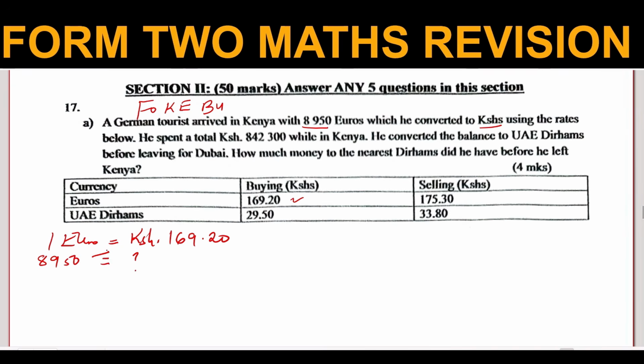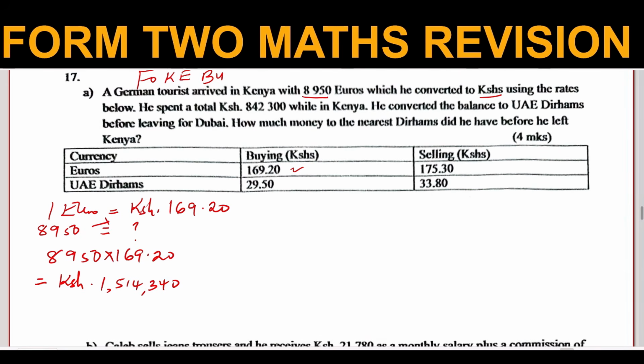So what about 8,950 euros? You cross multiply, this will give 8950 times 169.20, and this will give the amount in Kenya shillings, which is 1,514,340. So that is the amount of money he arrived with in Kenya shillings. He spent a total of 842,300. So from this amount, we subtract 842,300 to see how much he was left with. When you subtract, you find that he remained with 672,040. So that is the amount.